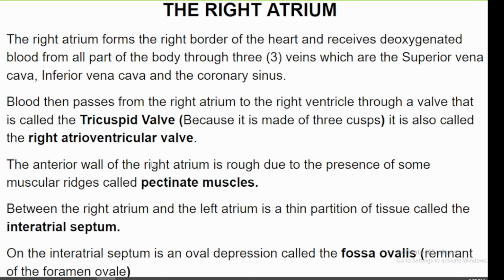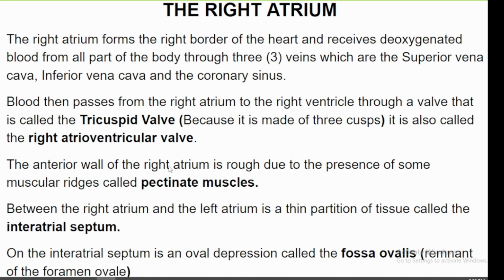Now the anterior wall of the right atrium is rough due to the presence. You see how we are using these anterior and posterior terms, so you really have to be conversant with them. For you to be able to do well in anatomy, you should be conversant with your anatomical positions. You should also be conversant with prefixes and suffixes, like that myocardium we saw there, where cardium means heart, and pulmonary means lungs. You should be conversant with those things. You understand?